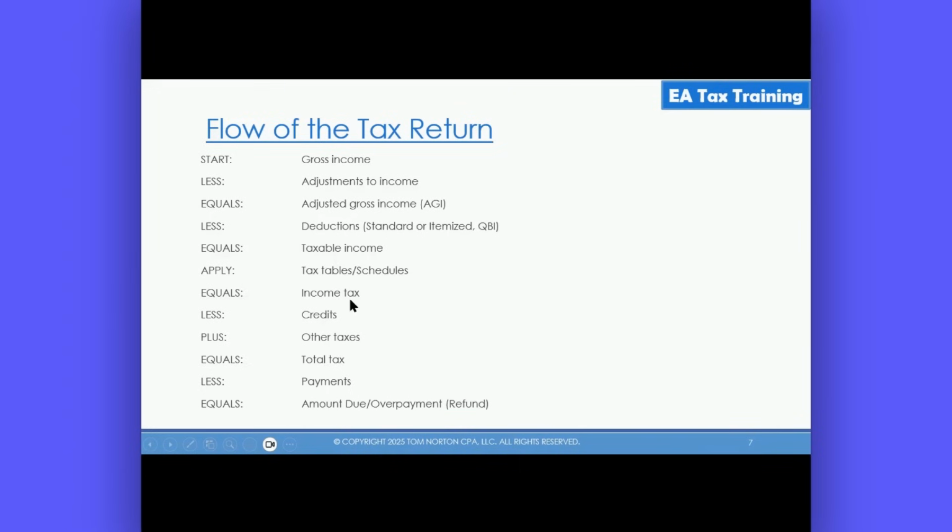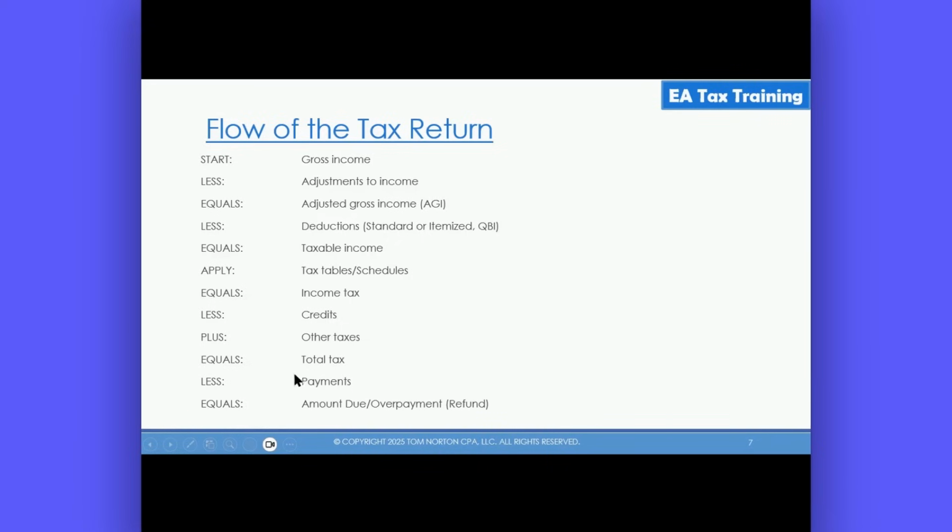But we're not finished yet because some taxpayers will have tax credits that they can subtract from their income tax. And some taxpayers will have other taxes that they need to pay in addition to their income tax. And so once we subtract the credits and add the other taxes, that leaves us with a total tax.